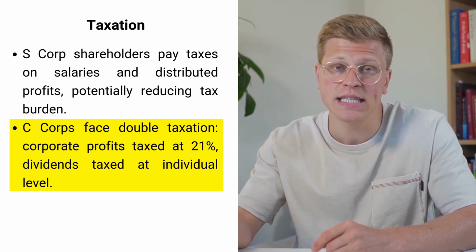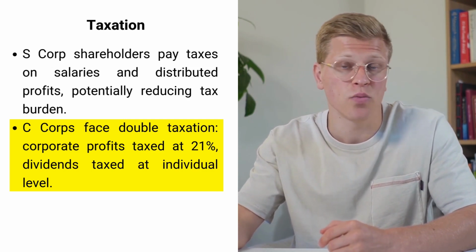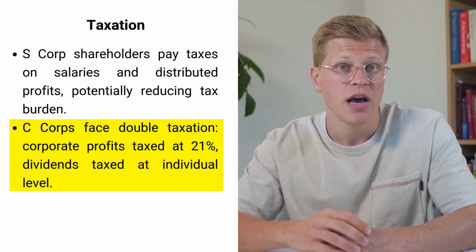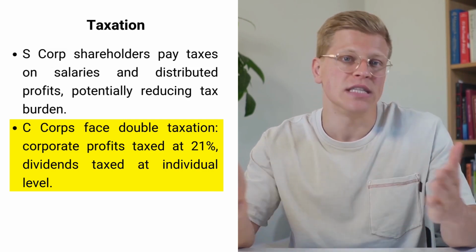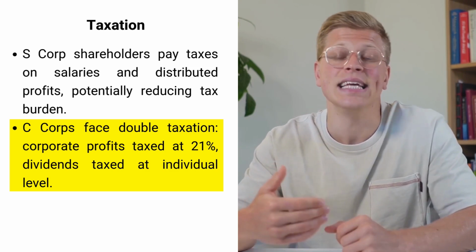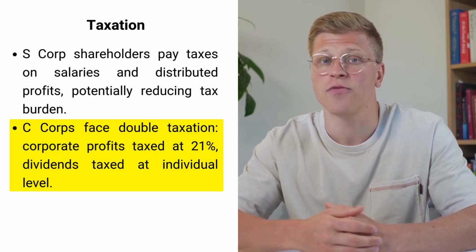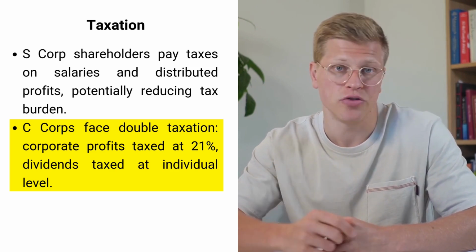The corporation itself pays taxes on its profits at the federal corporate tax level, which is 21%. When the corporation distributes dividends to shareholders, those dividends are taxed again at the individual level. This double taxation is a significant consideration for businesses when choosing their structure.